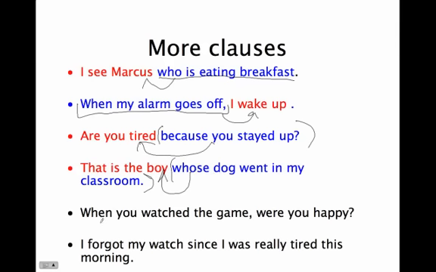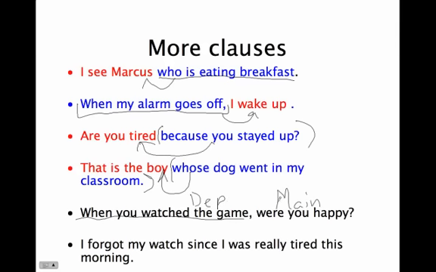Okay, let's look at these two down here. Notice I didn't bold them like I did with these other ones. When you watched the game, were you happy? Take a second to see if you can figure out which one of these is the main clause and which is the subordinate. Okay, so hopefully you came up with when you watched the game is the dependent or the subordinate. Put dependent here. And were you happy? That's your main part, right? Main. So when you watched the game just tells us when you might have been happy.